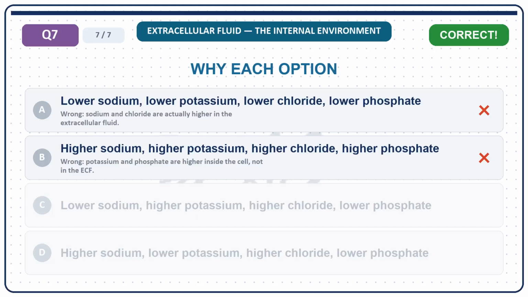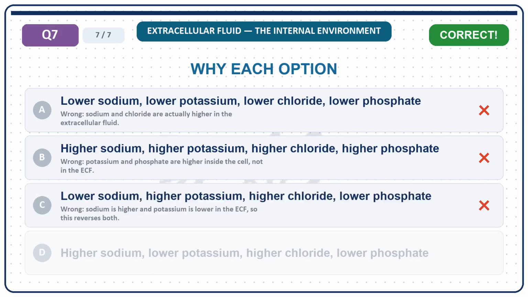Option B, higher sodium, higher potassium, higher chloride, higher phosphate. This one is wrong, because potassium and phosphate are higher inside the cell, not in the ECF. Option C, lower sodium, higher potassium, higher chloride, lower phosphate. This one is wrong, because sodium is higher and potassium is lower in the ECF, so this reverses both.